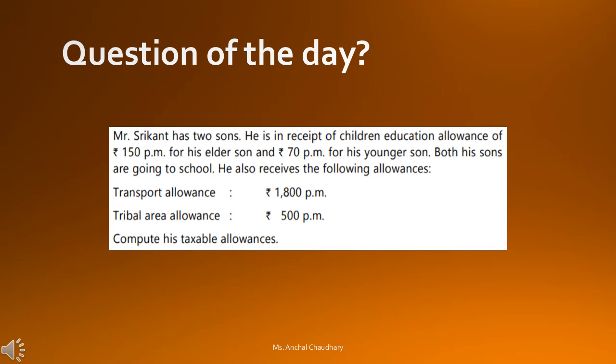So here is a question based on today's concept. Mr. Srikanth has two sons. He is in receipt of children education allowance of rupees 150 per month for his elder son and rupees 70 per month for his younger son. Both his sons are going to school. He also receives the following allowances: transport allowance 1800 per month, tribal area allowances 500 per month. Compute his taxable allowances.